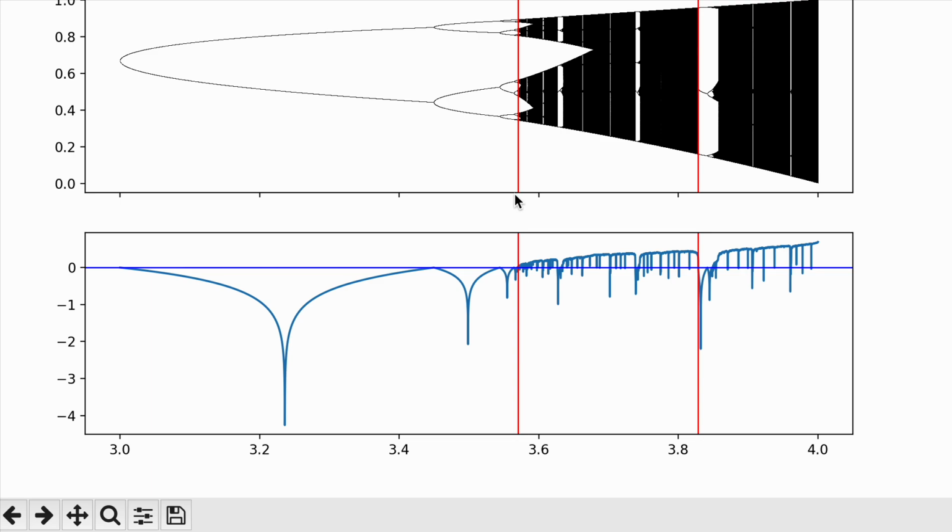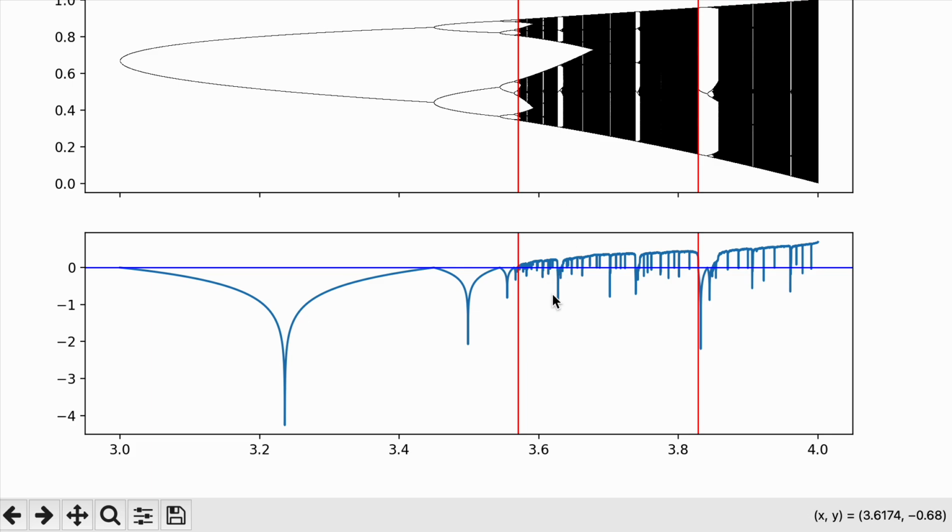and in between there are some spikes which go in the negative direction. Those are the periodic windows in between. And where the Lyapunov exponent is greater than 0, you can see the orbit diagram shows a very dense picture, and this dense picture means chaos.